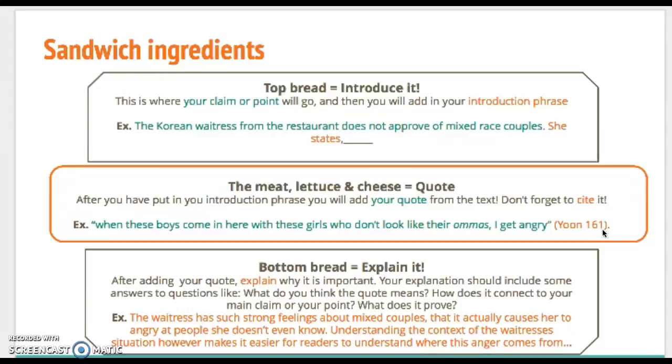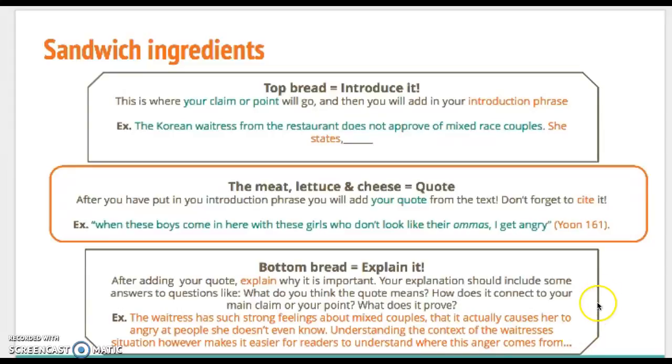So here, for an example, I just said, the waitress has such strong feelings about mixed couples that it actually causes her to get angry at people she doesn't even know. Understanding the context of the waitress situation, however, makes it easier for readers to understand where this anger comes from. So I put ... here because I would obviously explain then why she does get angry at mixed race couples. It's more of her background that causes her to become this way. But that just explains why I used that quote and how it is relevant or how it pertains to the point that I am making.